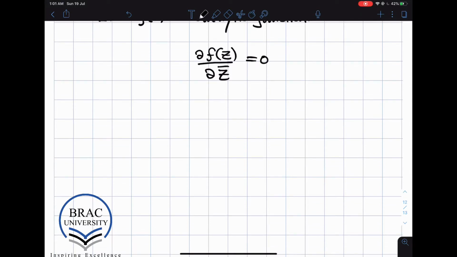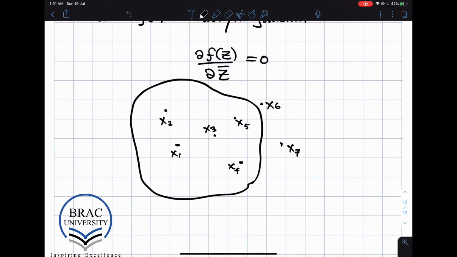So we have the function, and suppose that the function has these points on which it is singular. Say z1, z2, z3, z4, z5, z6, z7, and so on and so forth. Now suppose that we have a contour which encloses some of the singularities, and we do a contour integral. The contour integral is taken counterclockwise.